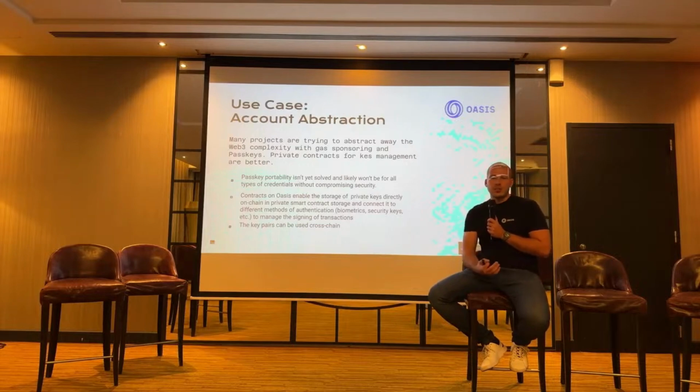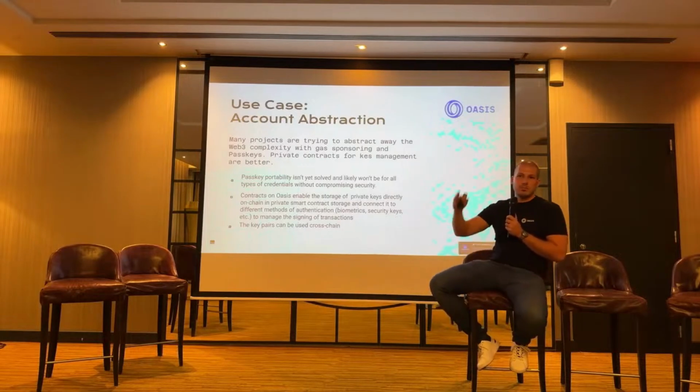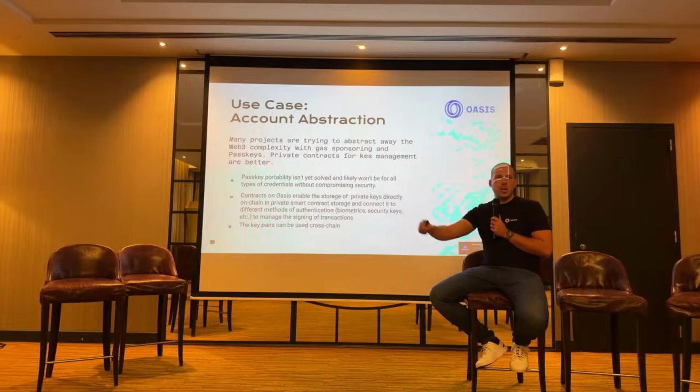Oasis account abstraction is slightly different, because we have that unique capability of storing secrets on the chain. If you don't have on-chain privacy, you can't do that. What this brings is that you can have private keys of EVM wallets, Bitcoin wallets, Polkadot wallets, and store them on-chain, and then tie that private key to a different authentication method, such as biometrics, passkeys, or username and password if you want. That then becomes your signing method on that different project.